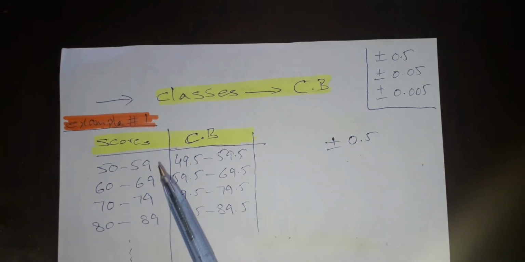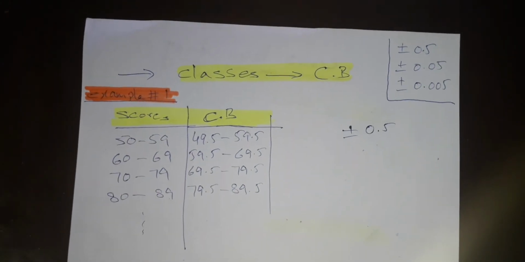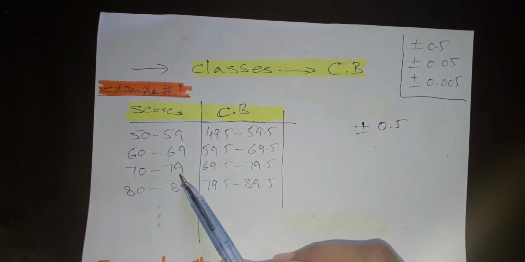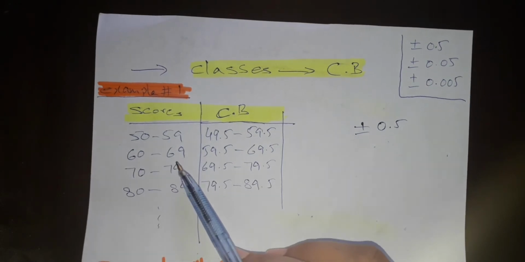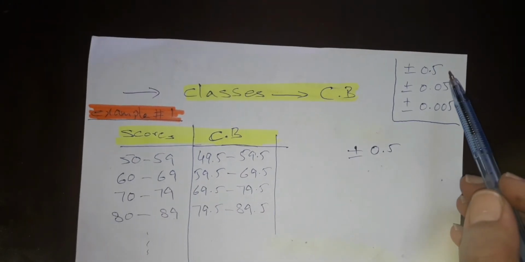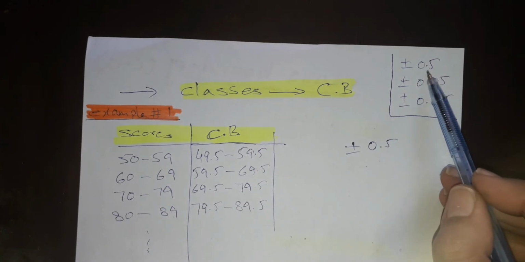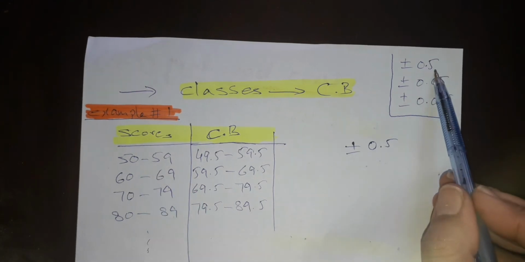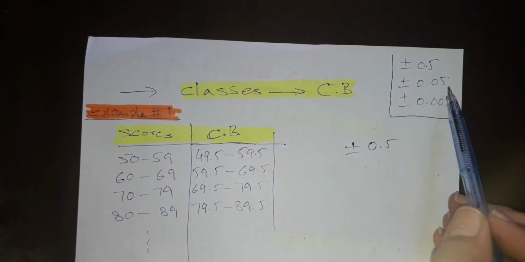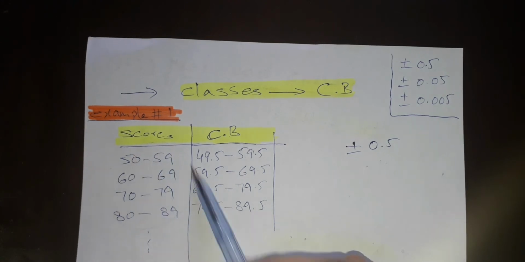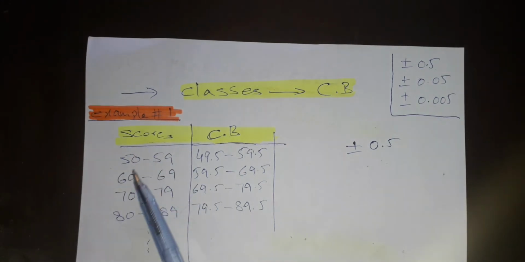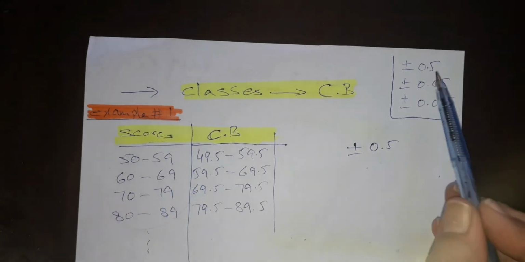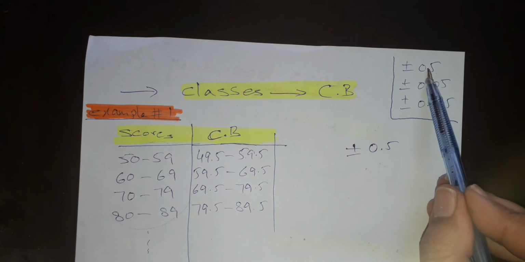So example number 1: 50 to 59, 60 to 69, 70 to 79, 80 to 89, and so on. Which digit do we choose? This one, plus minus 0.5. Why do we choose this one and not the others? Because our data is not in point form, there is no digit after the point, so we choose this one.